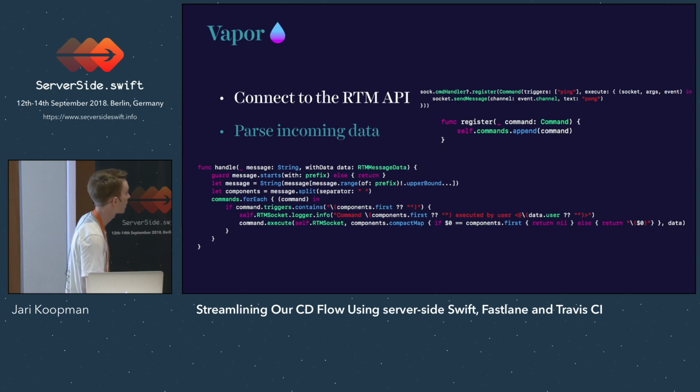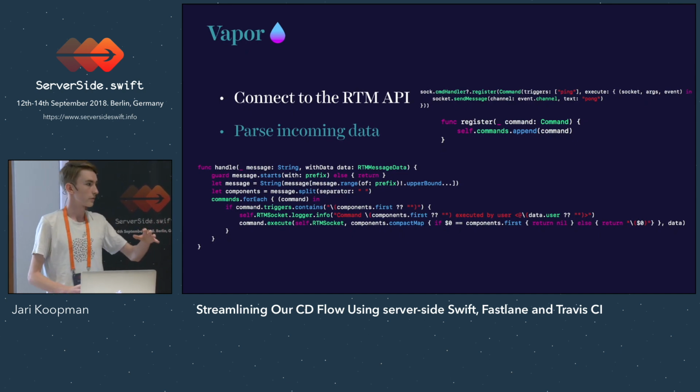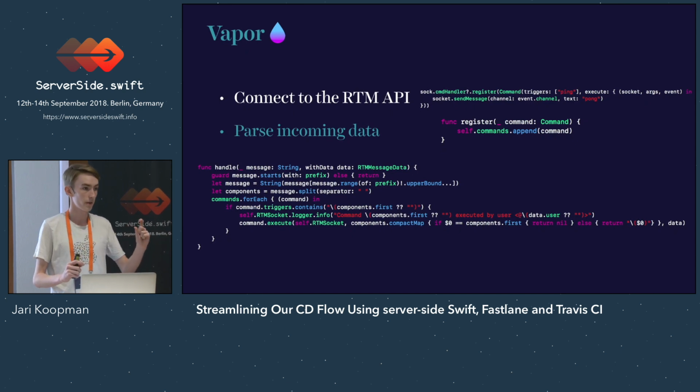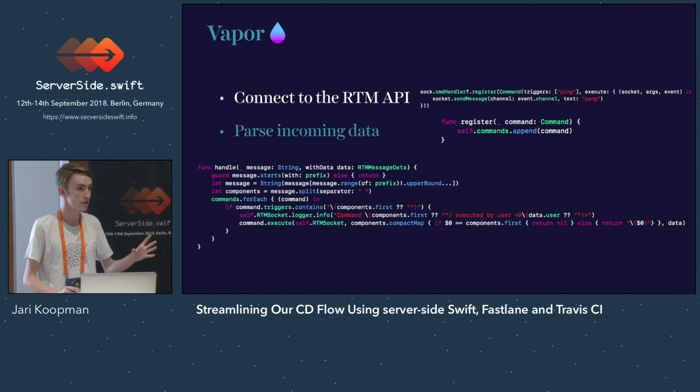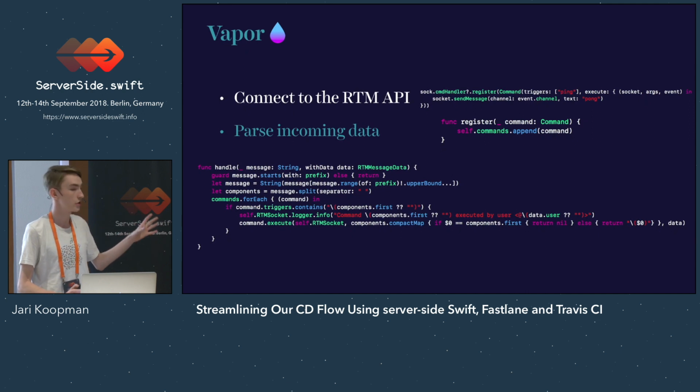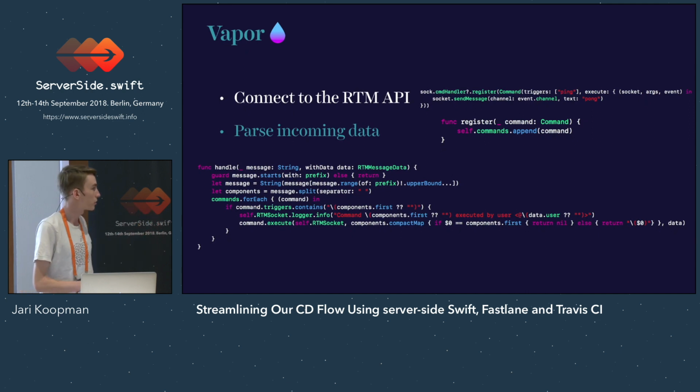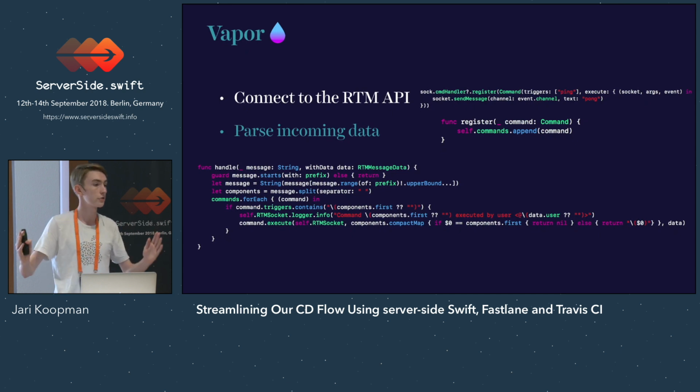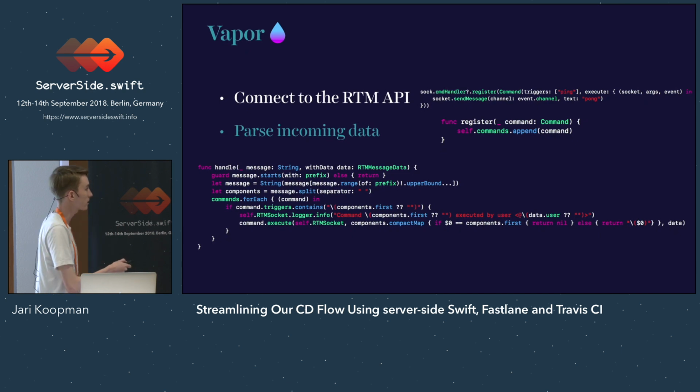We have here our command handler function. This is the handle function that we talked about earlier, and the command, I couldn't fit it on here and have it still readable. The command is just a struct with an array of strings for triggers, and then an execute function, a closure, which takes, as you can see here, a socket, which is our actual socket. It takes in arguments, which is everything that comes after the trigger for the command, and then the actual event data. So this is an example command we have here. We call the register function, which just appends it to an array, pretty simple.